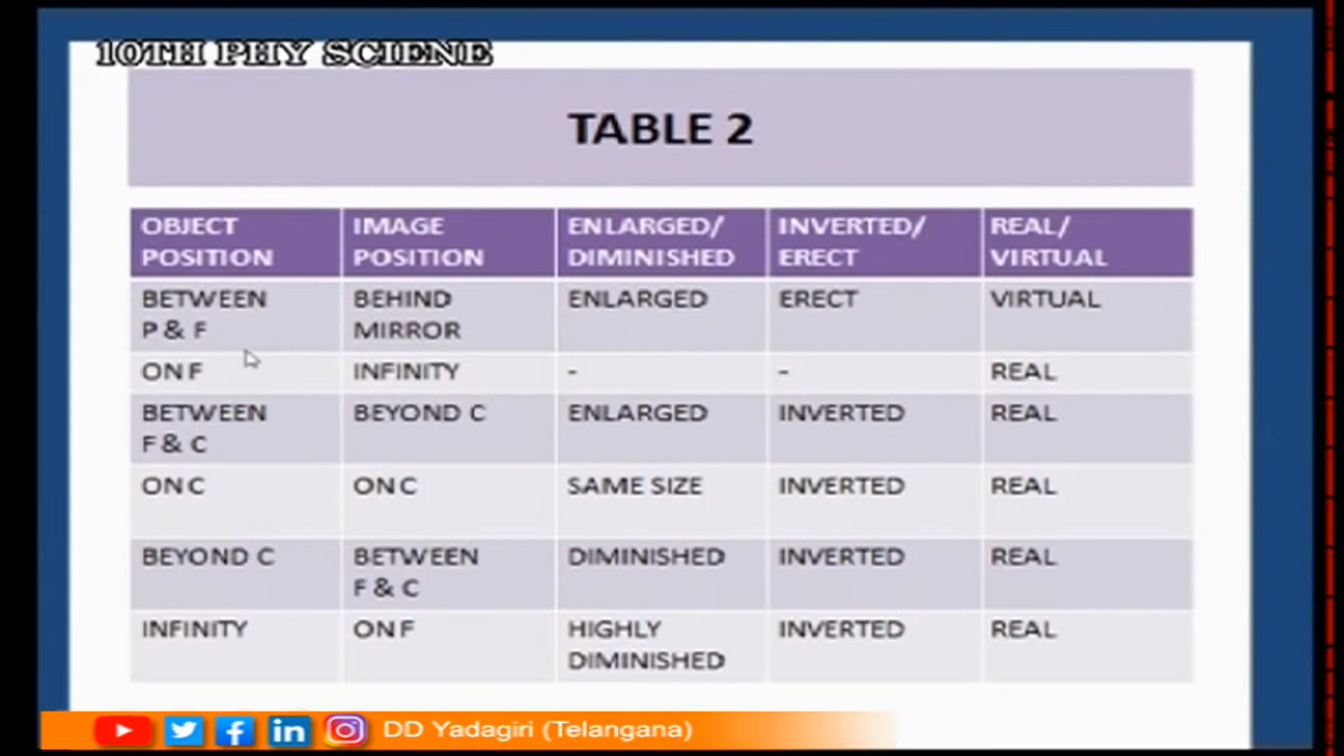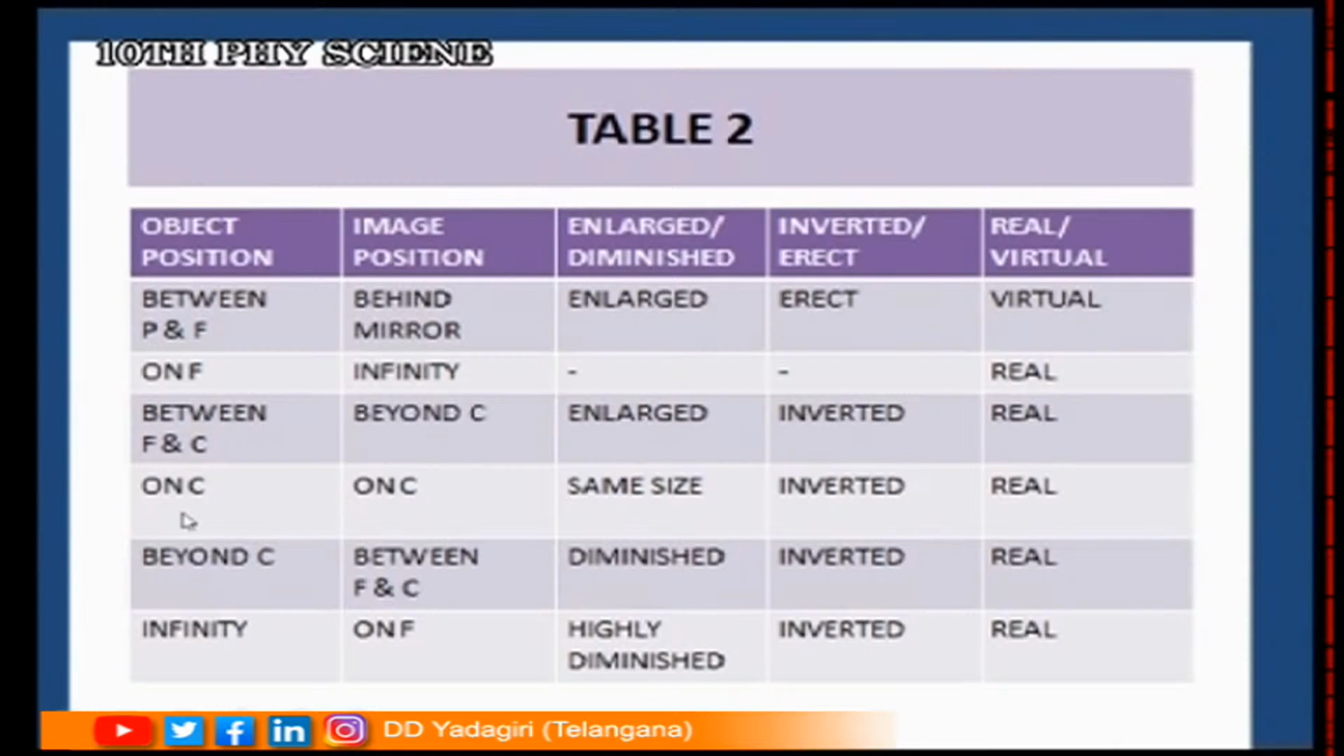When the object is kept between P and F, the image position is behind the mirror. It is enlarged, erect and virtual. When the object is on F, the image position is at infinity. When the object is between F and C, that is at 30 centimeters, the image position is beyond C. That is, the image position value will be more than the C value. It is enlarged, inverted and a real image.